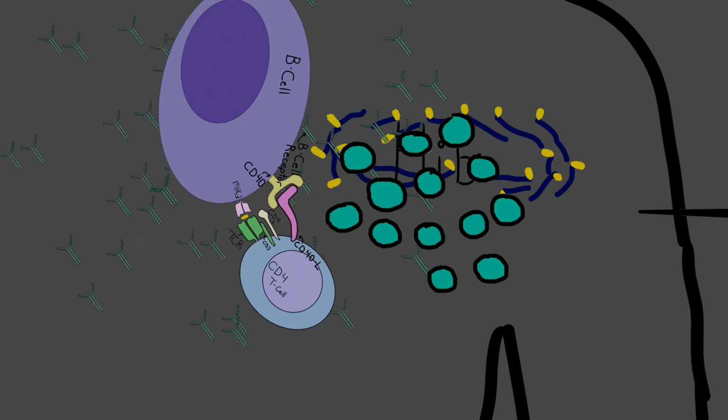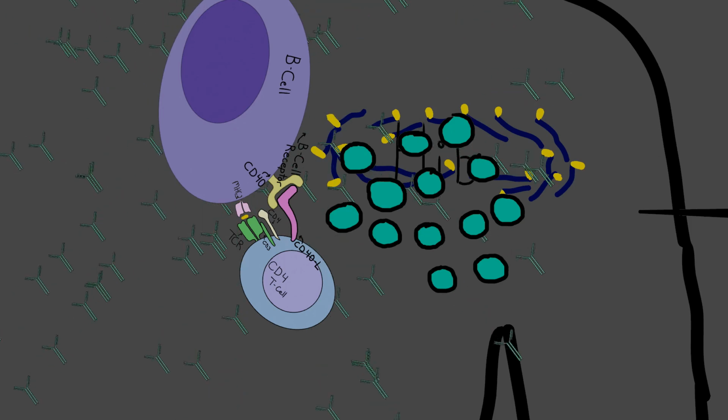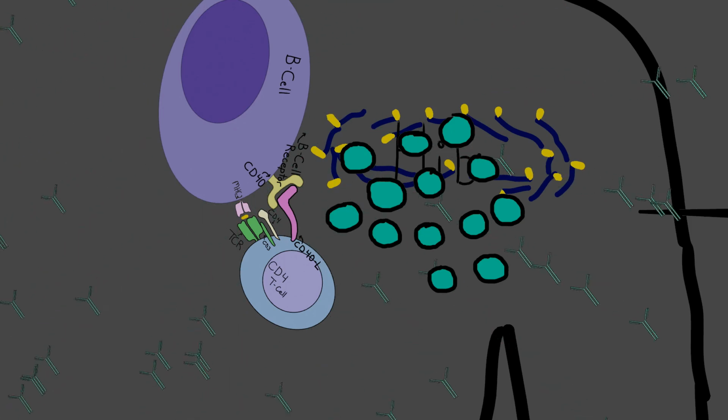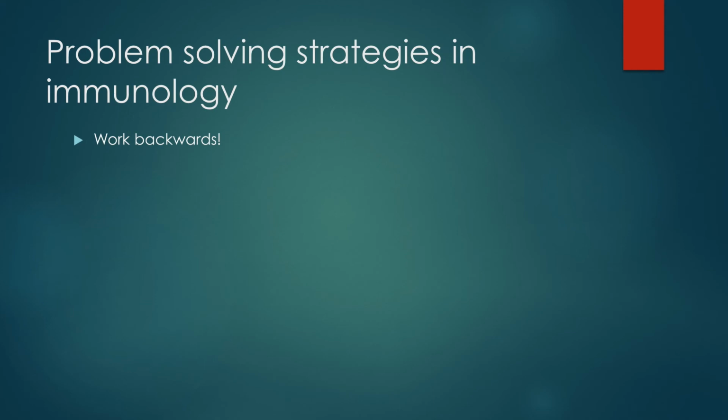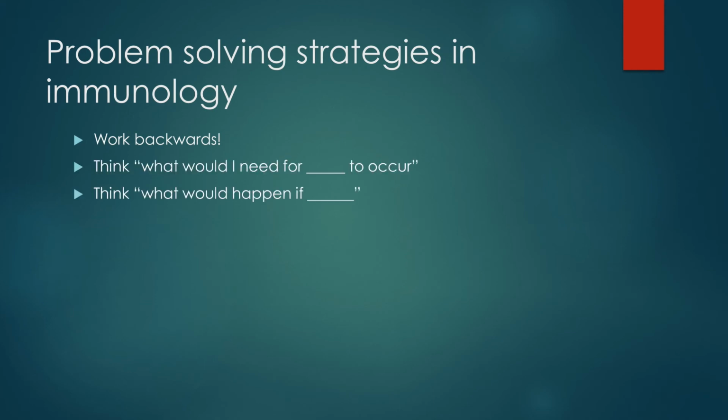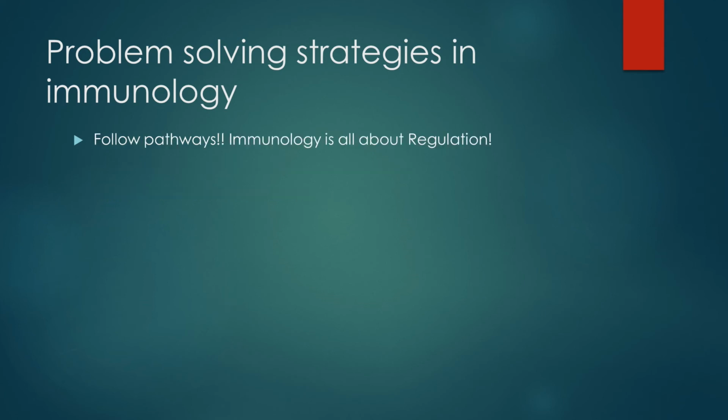Finally, we are finished and successfully created a Haemophilus vaccine from the ground up. When presented with a problem in the immune system, try using this approach of what would I need for blank to occur, or what would happen if blank, to reason through the steps of the immune system. There is often a logical progression of activity from start to finish.